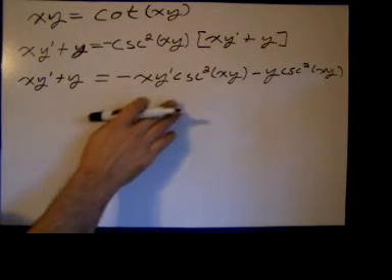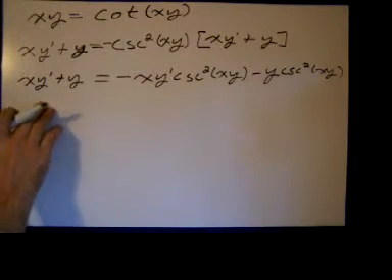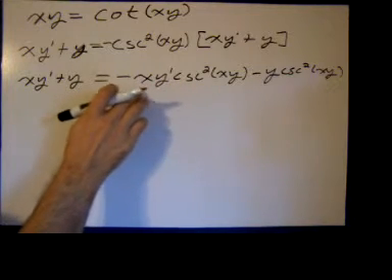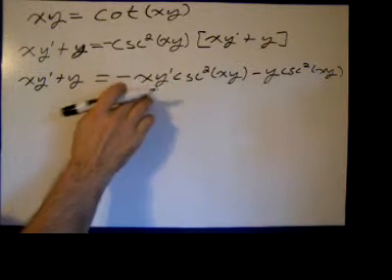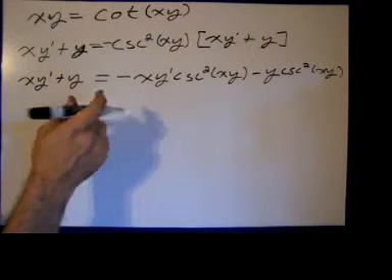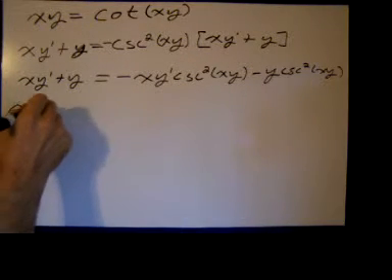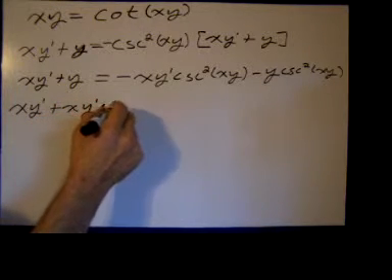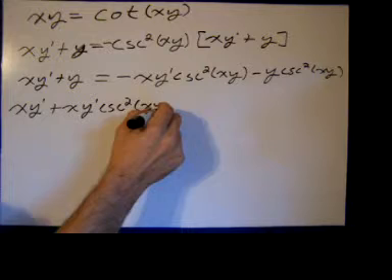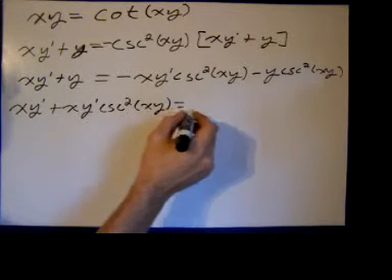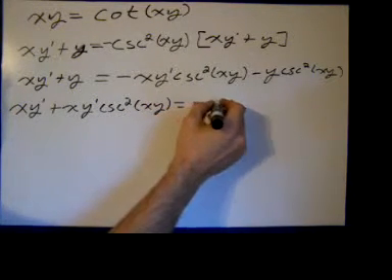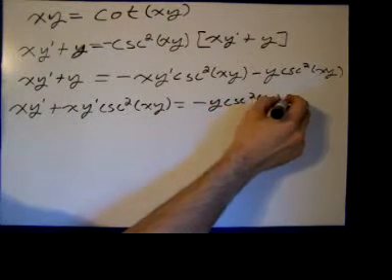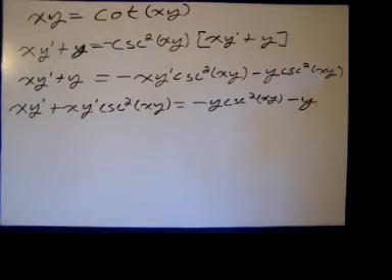I'm going to get both my y prime terms on the left side, and my non-y terms on my right side. So I'm going to subtract y from both sides, and add x y prime cosecant squared of xy to both sides. So I'll get x y prime plus x y prime cosecant squared of xy on the left, and I will get negative y cosecant squared of xy minus y on the right.